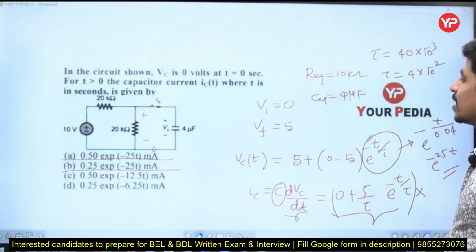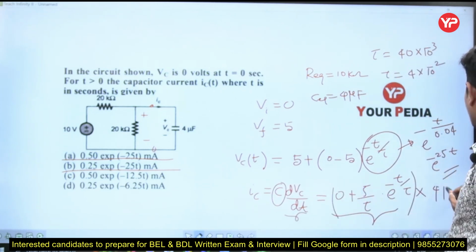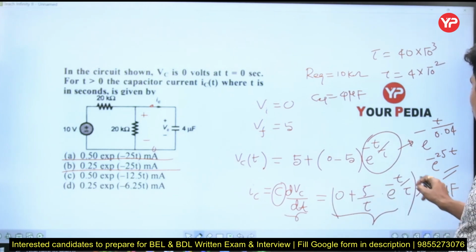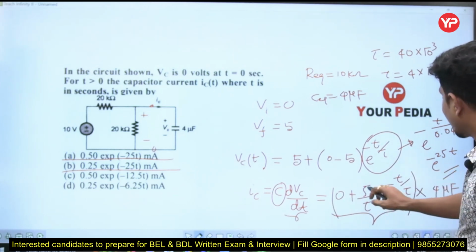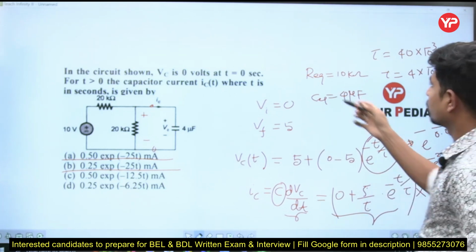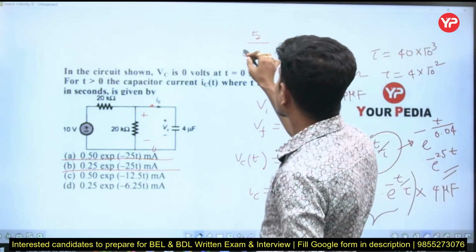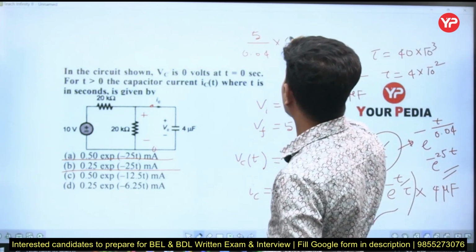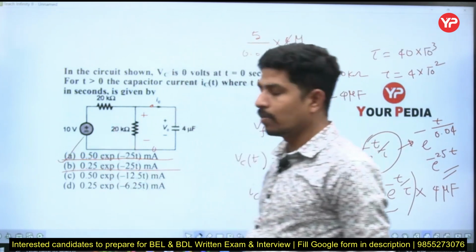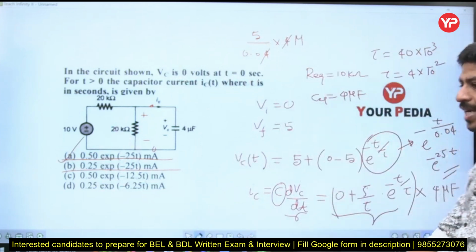What is C? C is 4 microfarad. So 5 into 4. See how much I got? 5 divided by tau. Tau is 0.04. So 5 divided by 0.04 into 4 micro, the 4 goes. The answer is 0.50. You just have to check the calculation.